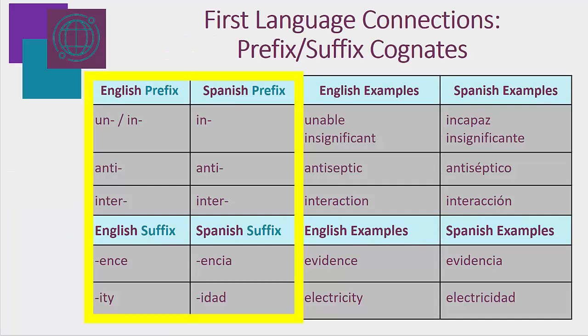Many prefixes and suffixes have cognate equivalents in Spanish and other languages, as you can see here in the chart. Some appear exactly the same, anti, inter, while others change slightly. Use this as an added tool if many of your students speak Spanish or other Romance languages. Building students' awareness of these patterns can help them to recognize words more easily.